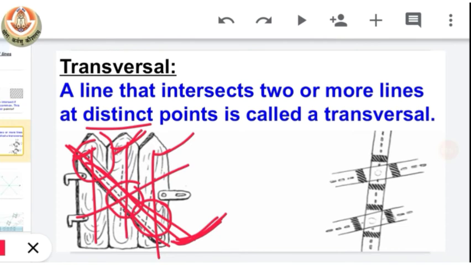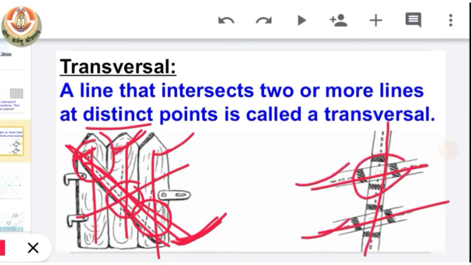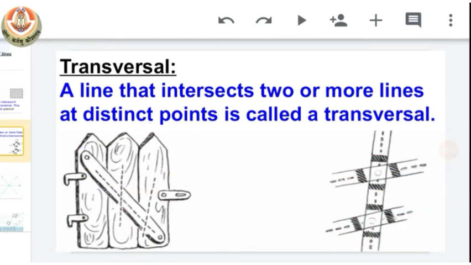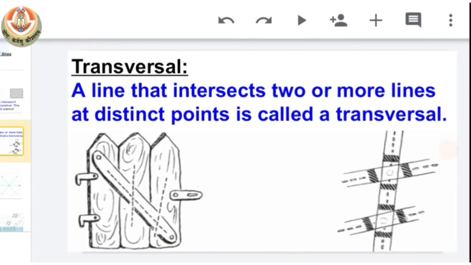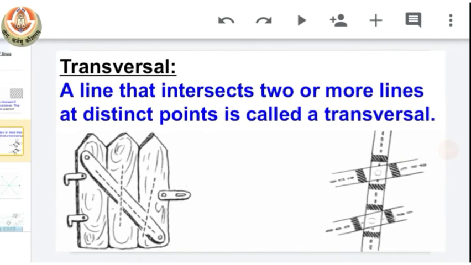Also, you can see in this example that these two lines and the third line is intersecting the prior two lines at distinct points. So we can say that this one is the transversal line. Again, a line that intersects two or more lines at distinct points is called a transversal.